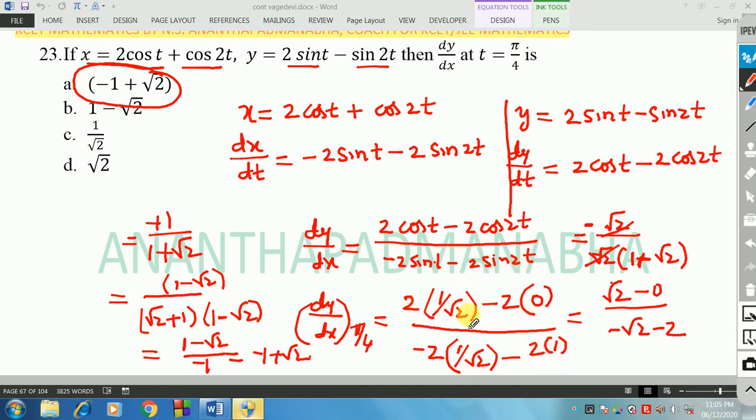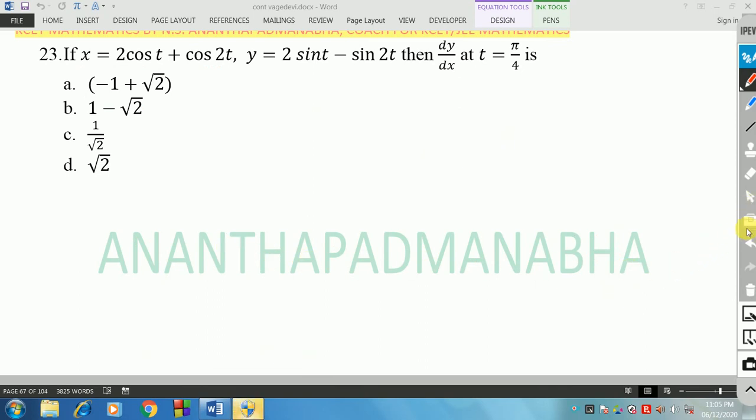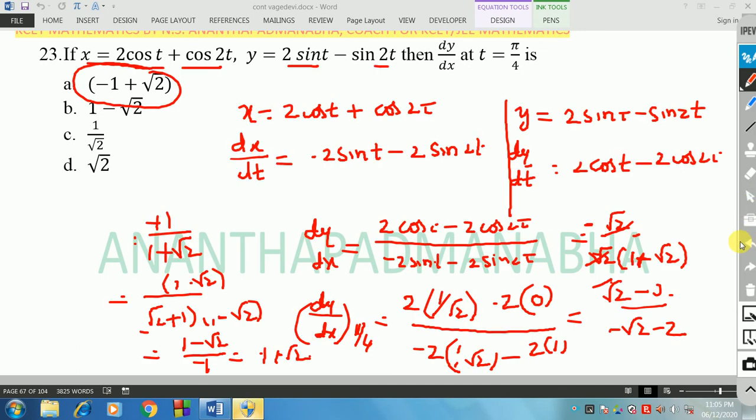So now root 2 cancels. You will get 2 by root 2, which means it is root 2. 2 into 0 is 0. Minus 2 by root 2 is again minus root 2, minus 2. So in fact here we have root 2 minus 2 by minus root 2 minus 2. I can take minus root 2 common in the denominator.